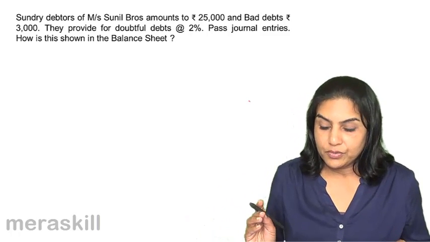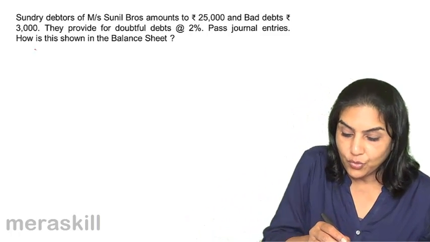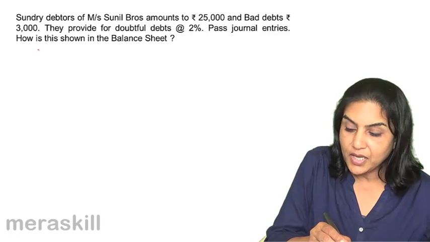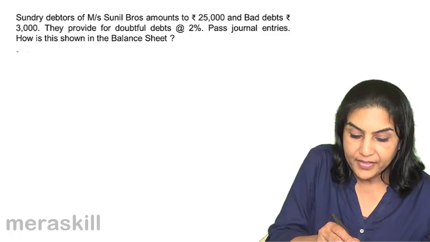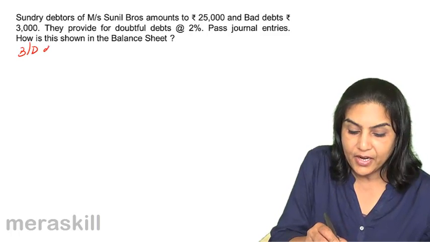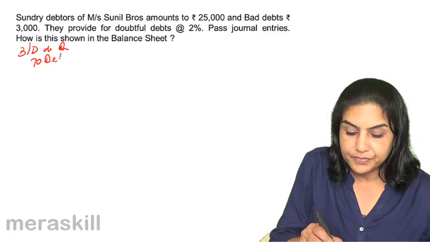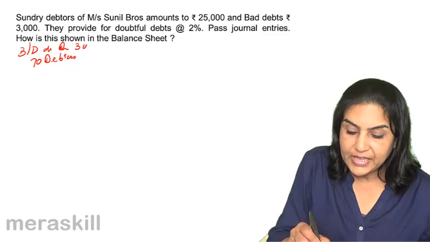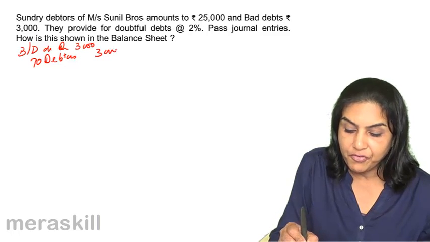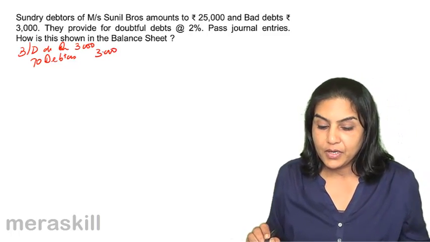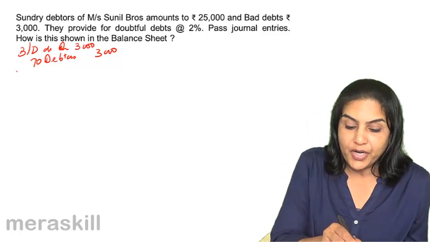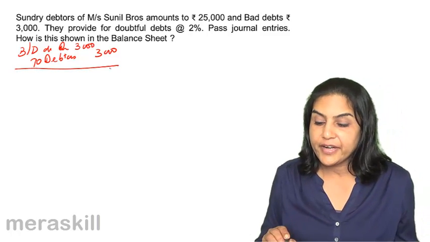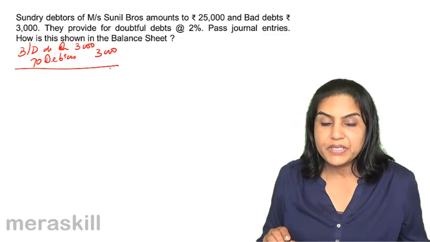So what do we do? If we take method 1, then what is the entry in the first case, pass journal entries? For bad debts, it's bad debt account debit to debtors, an amount of 3,000. First entry for bad debts. Next, they provide for doubtful debts at the rate of 2%. So 2% of what?